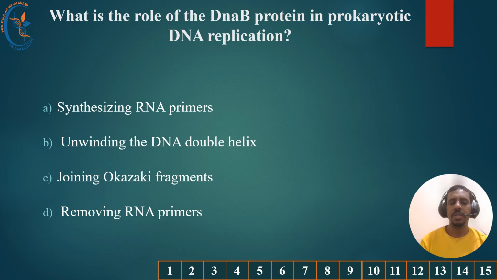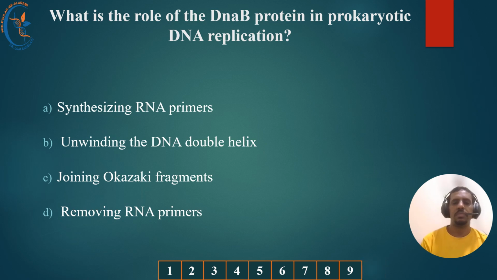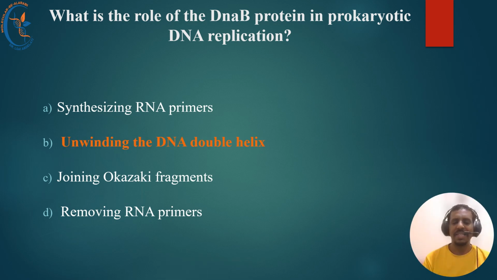Here we see the next question. What is the role of the DnaB protein in prokaryotic DNA replication? Alright, the correct answer is unwinding the DNA double helix. Actually, DnaB, which functions as the helicase, unwinds the DNA double helix at the replication fork, allowing the replication machinery to access the DNA strands.